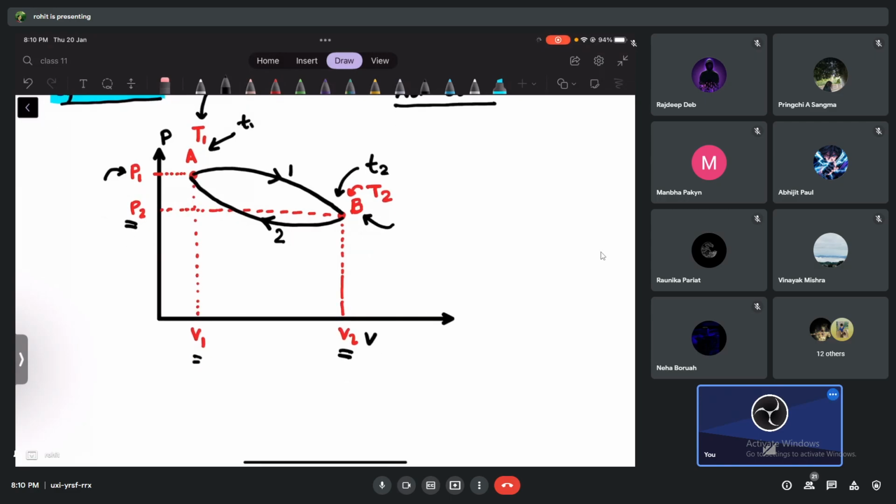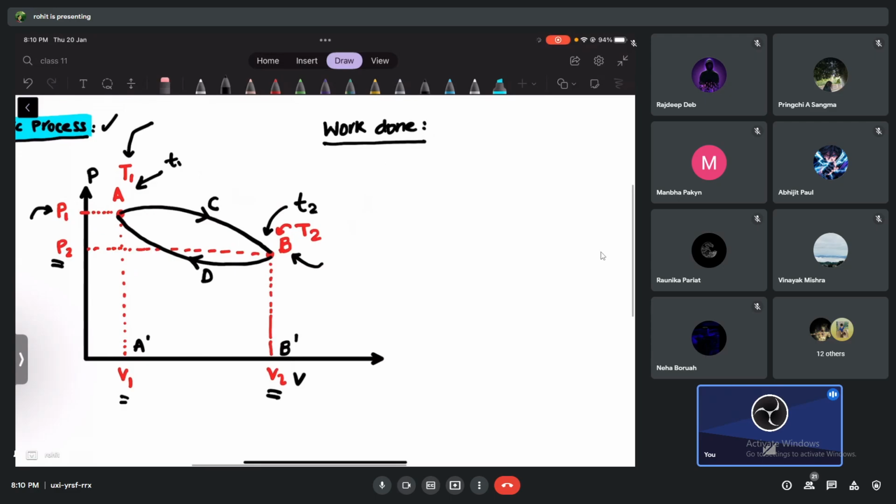Instead of 1 here, I'm going to give some other points names. Let's call it C, let's call it D, let's call this one B dash, and this point, which is below A, let's call A dash. I think we are fine right now. So just check: how much is the total work done? That is what we are going to calculate during any cyclic process now. First I will tell you, let's say the gas has gone from state A to state B. When the gas goes from state A to state B, let's forget about this arrow right now.